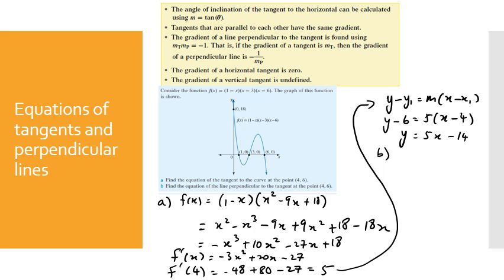Now, if you want the equation of a line perpendicular, we then need to find the perpendicular gradient, which is negative 1 over the other. Then sub it back in again. And then simplify.